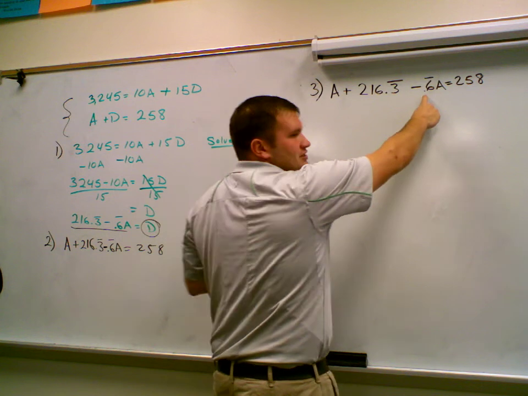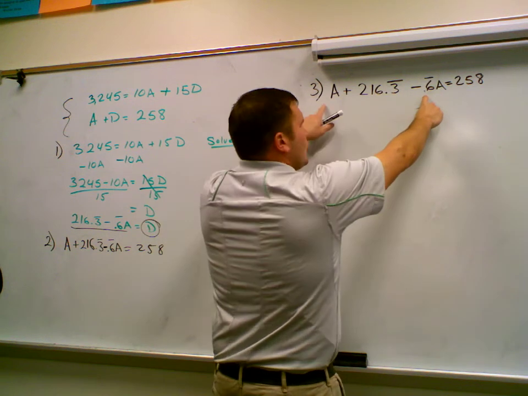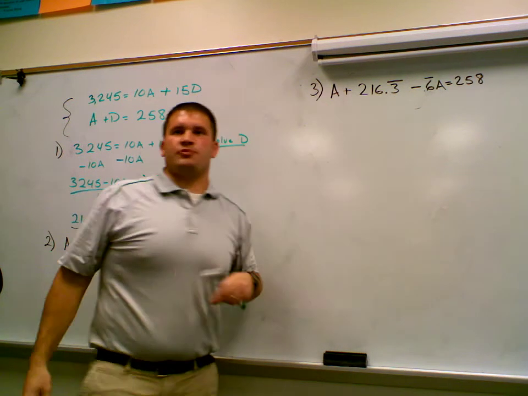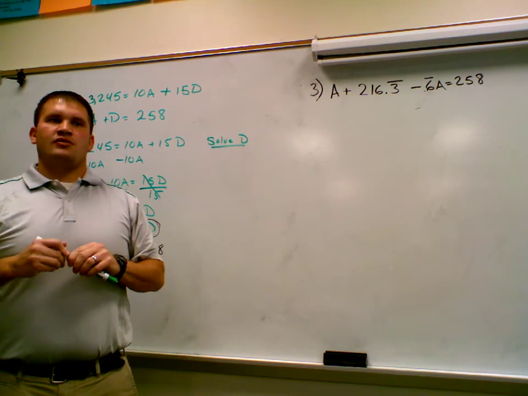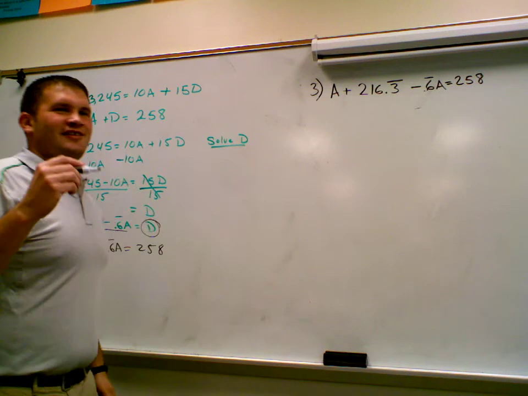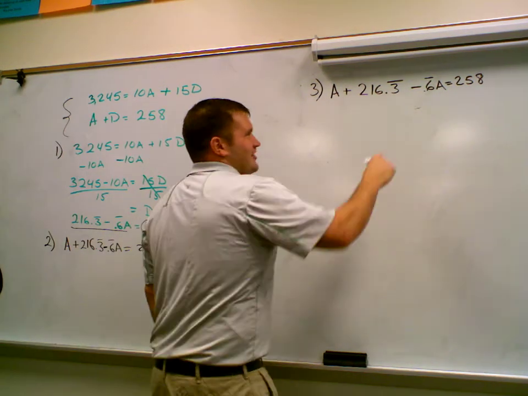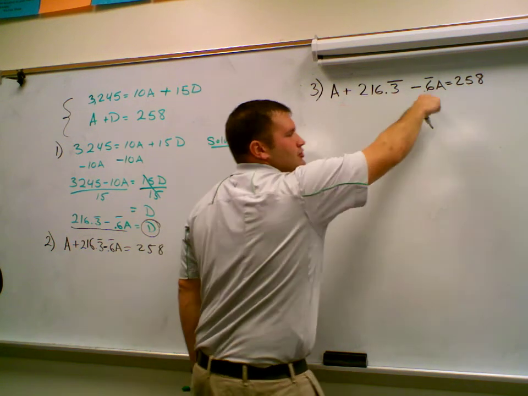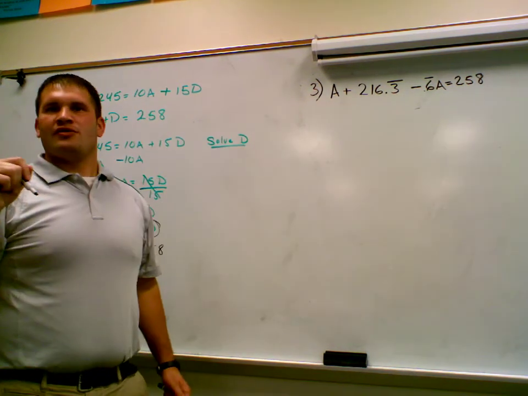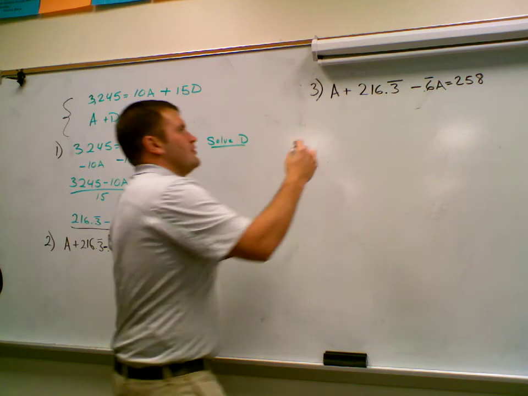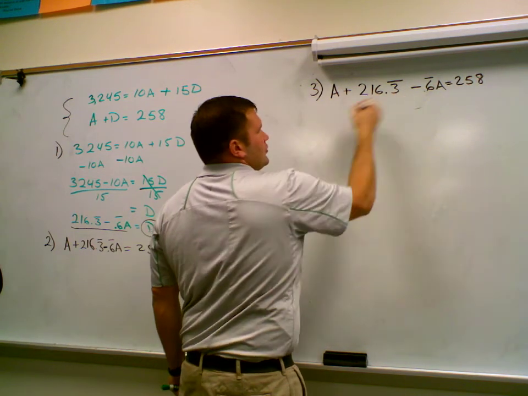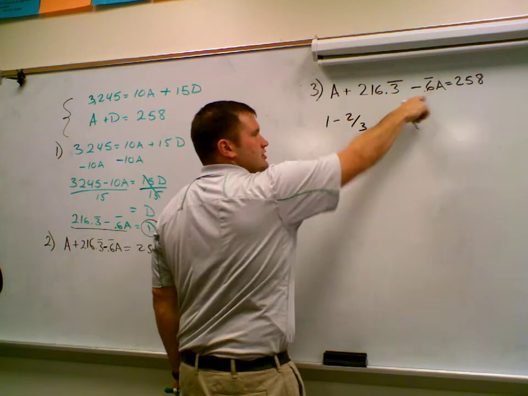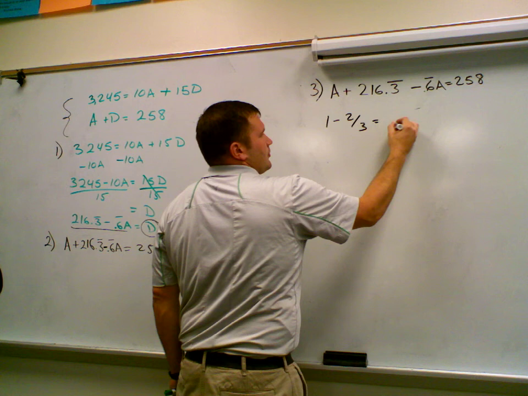Now, this is 0.6 repeating, isn't it? This is 1a, this is negative. So if I do 1 minus 0.6 repeating, what am I going to get? Not 0.4 repeating. This is negative 2/3, right? If I do 1 minus 2/3, what do I get? 1/3, right? You can try it on your calculator: 1 minus 2 divided by 3. Because 0.6 repeating is 2/3, and you'll get 0.3 repeating.